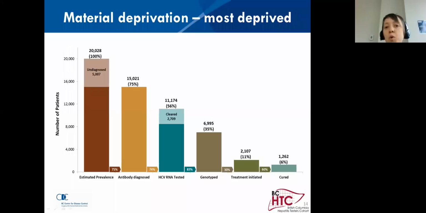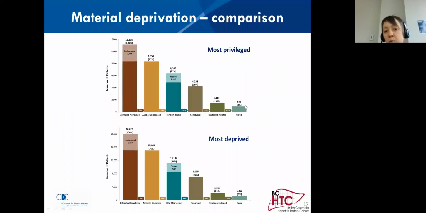So when we check the most deprived, those among the 20% most deprived people in BC based on material deprivation, we see not too big of a difference. Again, the big gap is in treatment initiation. It went from 34% to 30% between the most privileged people and the most deprived patients. The numbers are small, but you can still see the shape, very similar progress throughout the cascade of care.